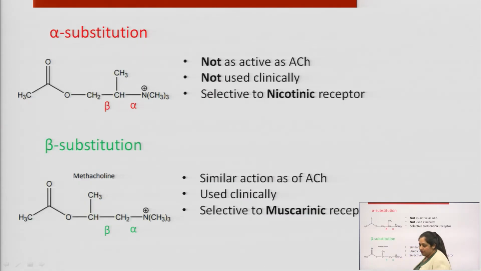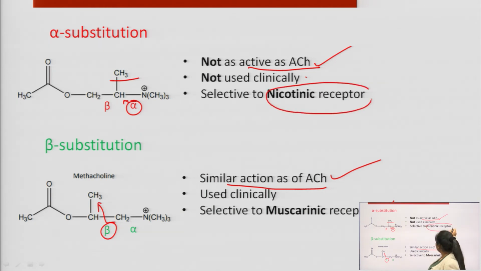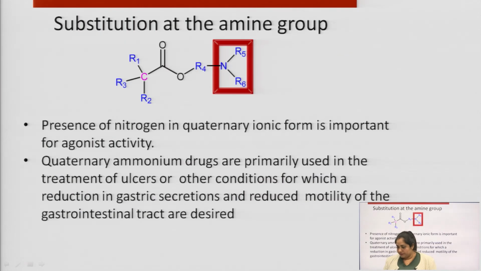If we talk about this case, we have seen alpha position methyl introduction, and in this case there is a beta, at beta position there is methyl substitution. When we talk about activity, it is similar, it is not as active as acetylcholine. It is not clinically used, but these are selective to the nicotinic receptor, and these are being clinically used, and these are selective to the muscarinic receptors.